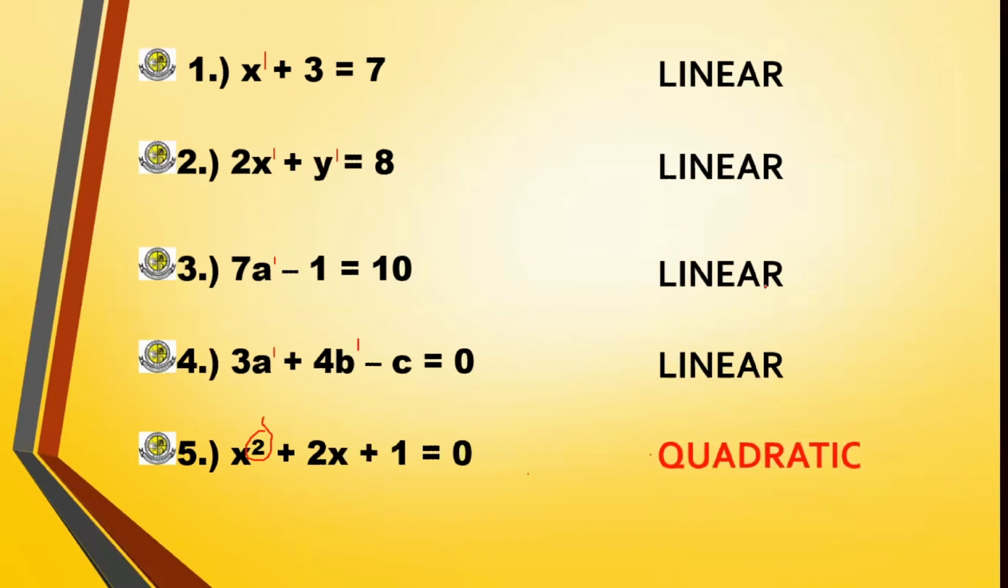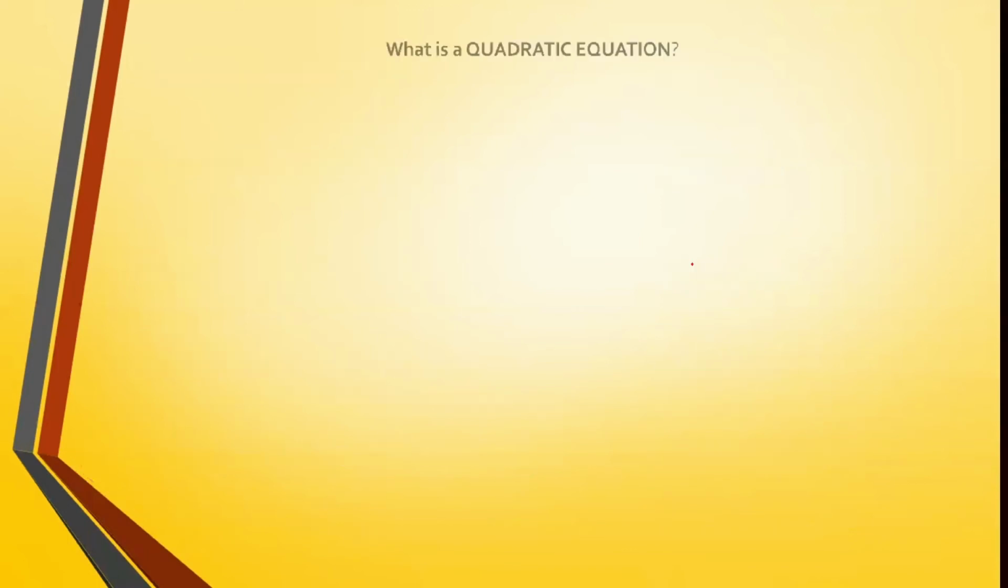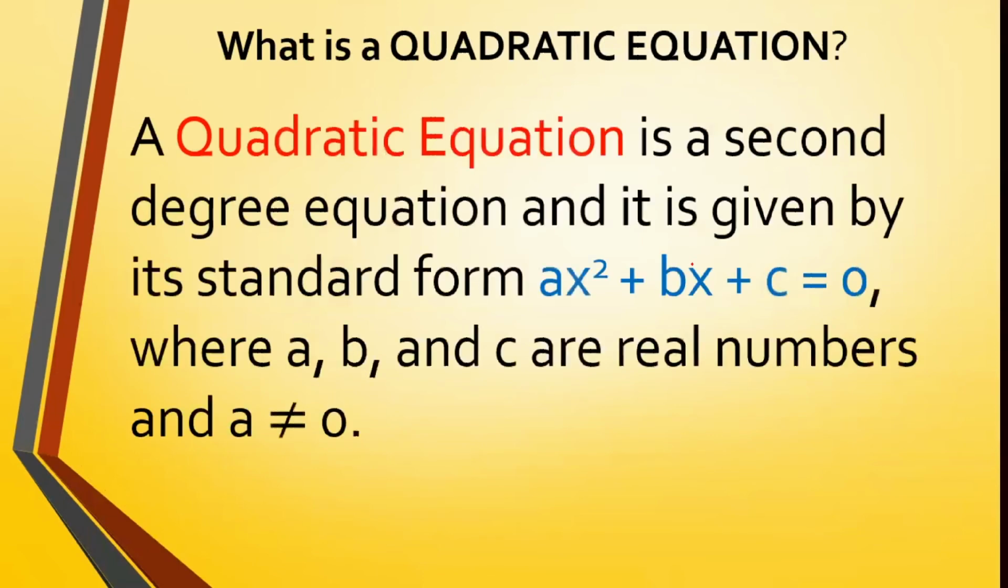Okay, the first 4 examples are called linear equation. And then for the 5th example po, it is called quadratic equation. So our topic for today po is about quadratic equation. Next, we have here, what is a quadratic equation? Okay, nasagutan na natin kanina po. A quadratic equation is a second degree equation and it is given by its standard form ax squared plus bx plus c equals 0, where a, b, and c are real numbers and a is not equal to 0.